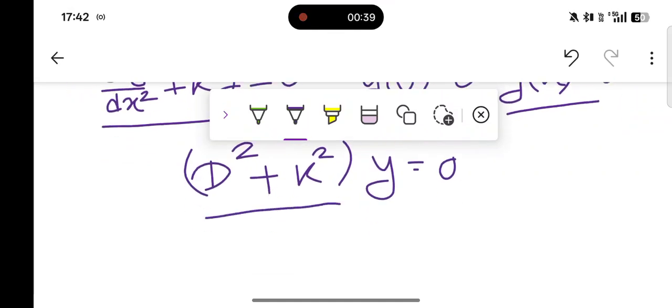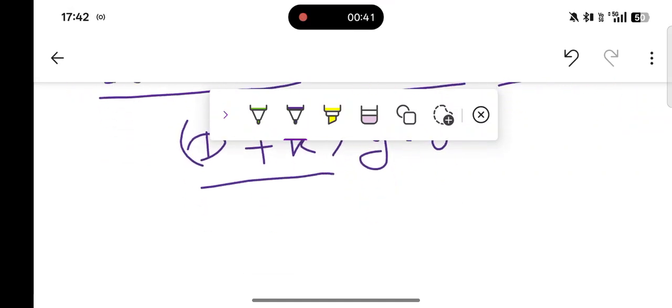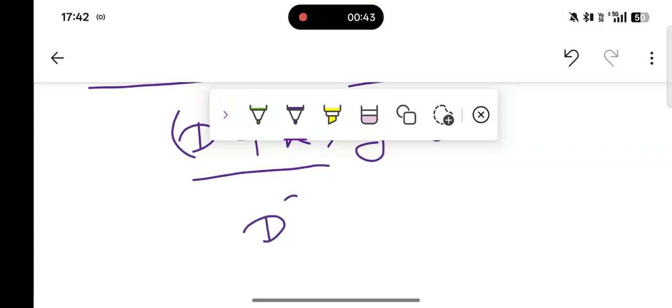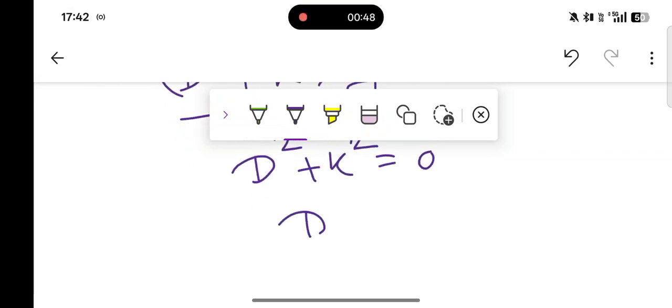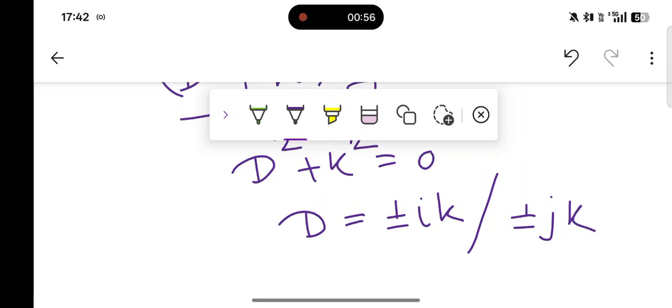So we have to calculate the roots of this polynomial where D is the variable. So D square plus k square is equal to 0. From that we can easily calculate the value of D, which is plus minus i k. In some books you will see it is not i, it is plus minus j k. And why is it j? Because in some cases we use the symbol of current as i, that's why we replace the iota with j. Okay, so not an issue, I guess.